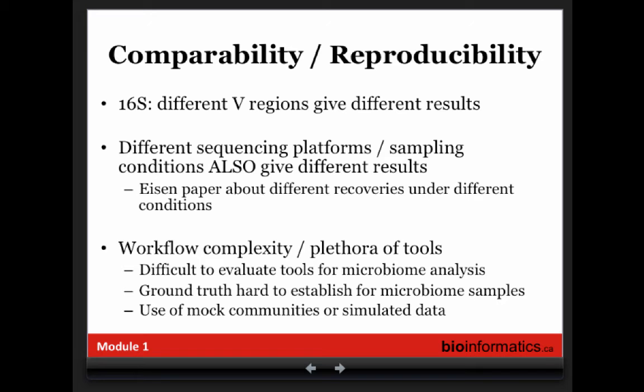Yeah. One day we'll be able to sequence the entire 16S, then the debate will be gone. Yeah, you can do that with the PacBio now. Right, that's true. Yeah.